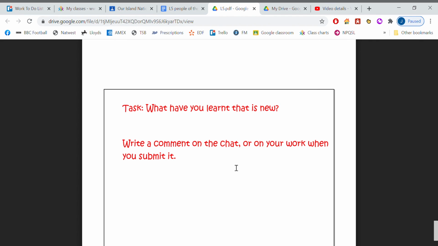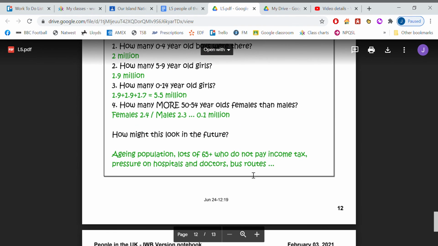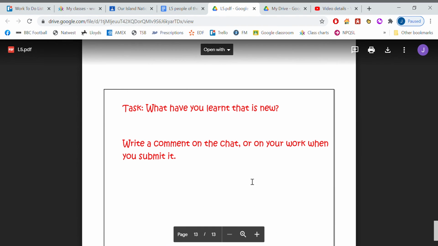If you are someone who is really interested in this, you may go on to look at the ethnicity breakdown of the UK if you've got some time. Okay, I didn't include that in this lesson because of the amount of work here as well.